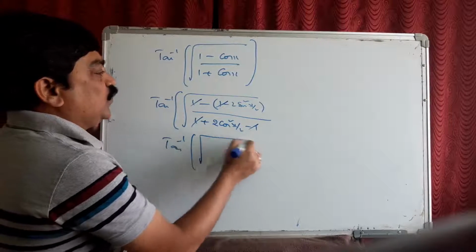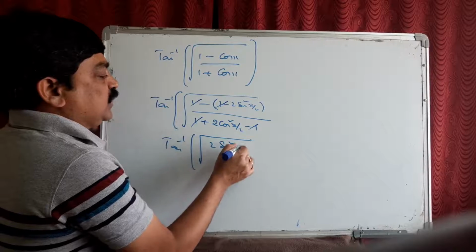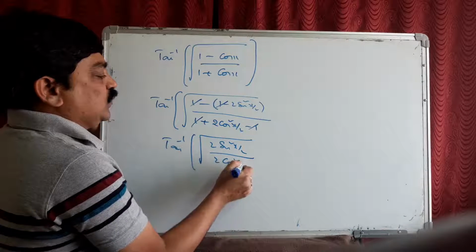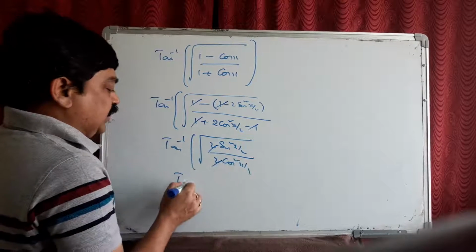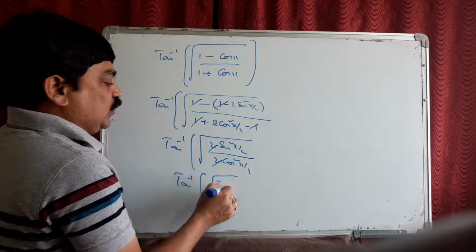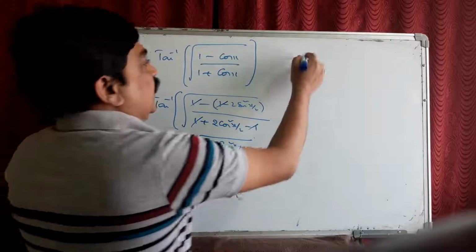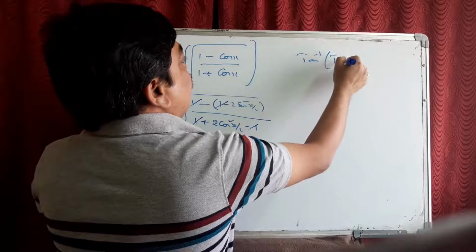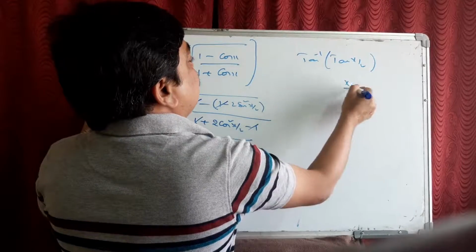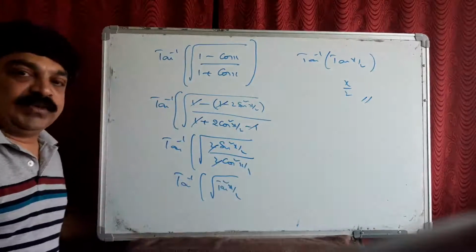Tan inverse of root of 2 sin square x by 2 by 2 cos square x by 2. 2 gets cancelled, tan inverse of root of tan square x by 2. It becomes tan inverse of tan x by 2, and it is nothing but x by 2. Okay?